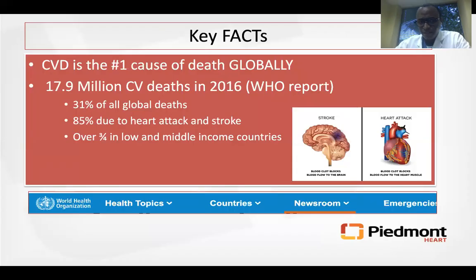So the key fact about cardiovascular medicine, as you guys probably know, is that cardiovascular disease is the number one cause of death globally, with about 17.9 million cardiovascular deaths in the world reported just in the year 2016. And unfortunately, 31% of all global deaths are due to cardiovascular disease. Over three-quarters of this mortality is actually happening in low and middle income countries. And the two major cardiovascular killers are stroke and heart attack.